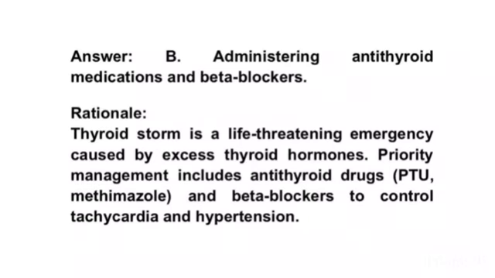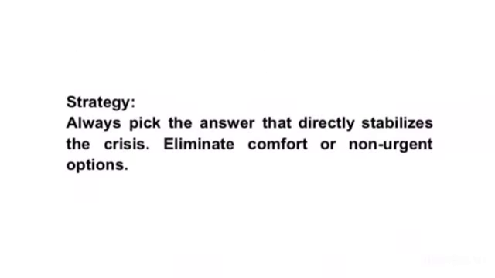Rationale: thyroid storm is a life-threatening emergency caused by excess thyroid hormones. Priority management includes anti-thyroid drugs, PTU and methimazole, and beta blockers to control tachycardia and hypertension. Strategy: always pick the answer that directly stabilizes the crisis. Eliminate comfort or non-urgent options.